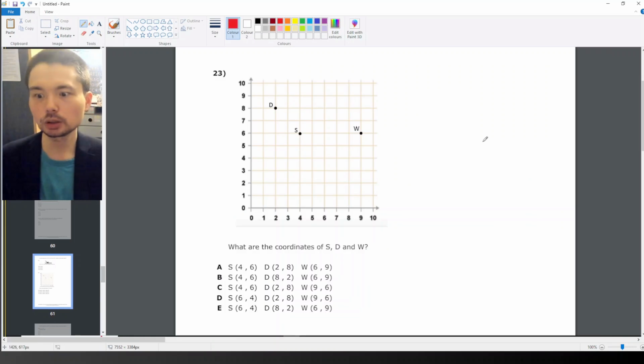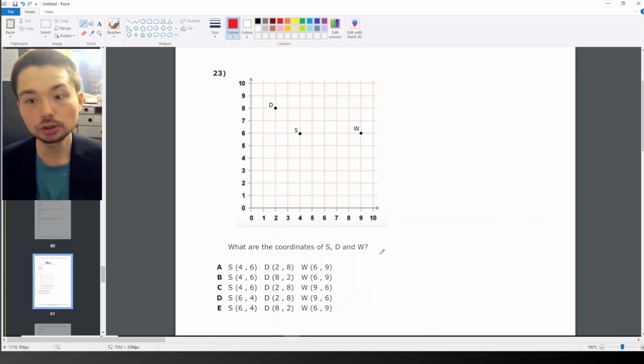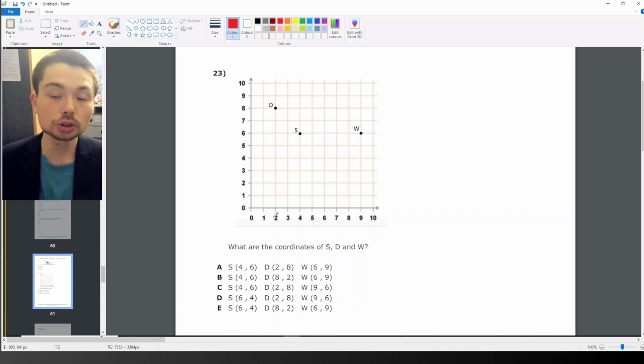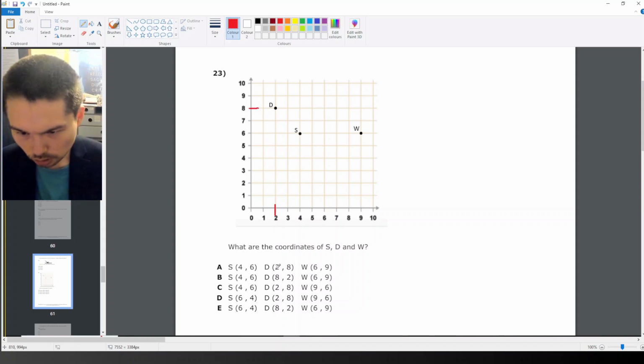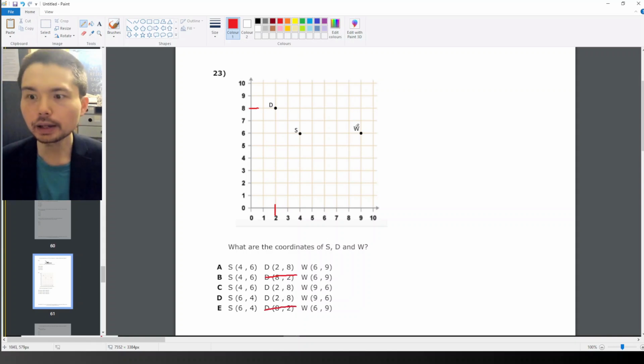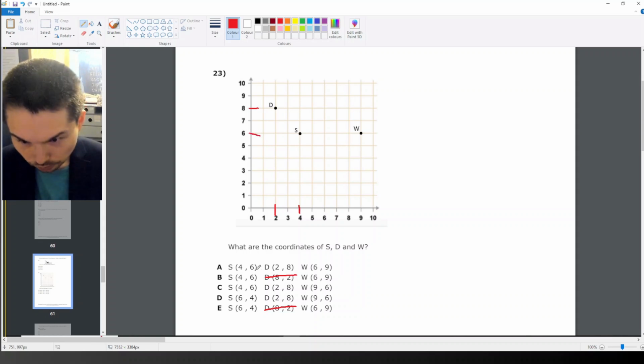Question 23, what are the coordinates of S, D, and W? This is just reading off a map. This should be easy, we'll see. So we go along 2 and then up 8. So D should be 2, 8. So that looks good. All right. And now how about S? That will be 4, 6. S is 4, 6.